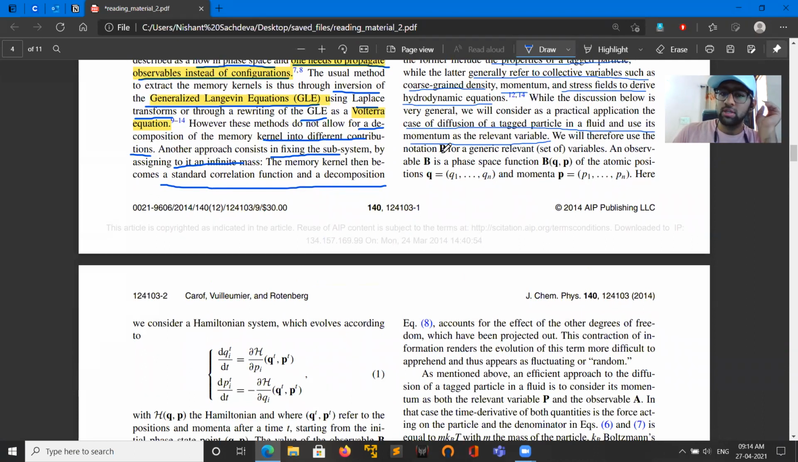Therefore, we will use the notation capital P for a generic relevant set of variables. Normally P is used for momentum, but for our purposes here it's capital P, not small p. Any observable B is a phase space function B(Q, P) of the atomic positions Q and momenta. Just note the difference: capital P is a relevant set of variables, small p is the momentum, and Q are the atomic positions.